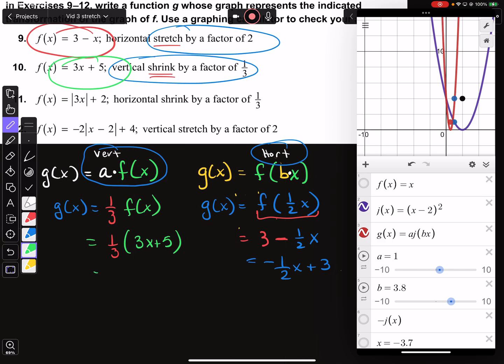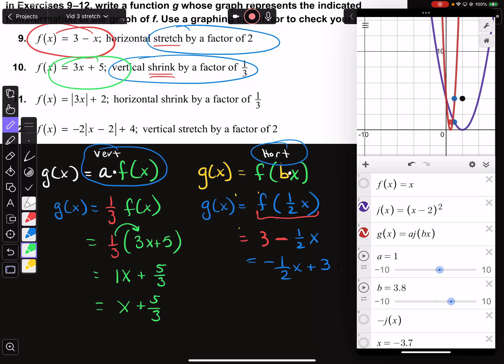Okay, and I could stop right there, but we'll go ahead and distribute into our parentheses. 1/3 of 3 is 1x. 1/3 of 5 is 5/3. Or just x plus 5/3. And that would be it for number 10.